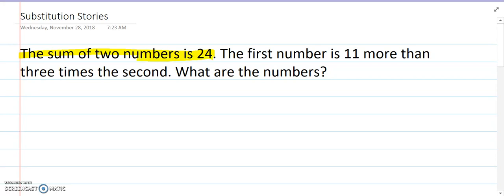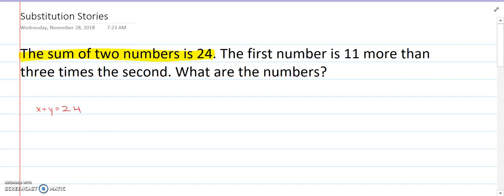This yellow highlighted space here, the sum of two numbers is 24. That is a complete clause. That is a complete mathematical statement. You are done once you set that up. The sum of two numbers is 24. x plus y equals 24.